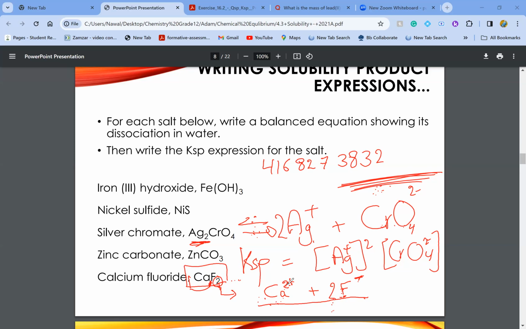Okay, so you made this mistake that you wrote them in the atom form. No, when they dissociate, they should be in the ion form. Okay, is it clear?